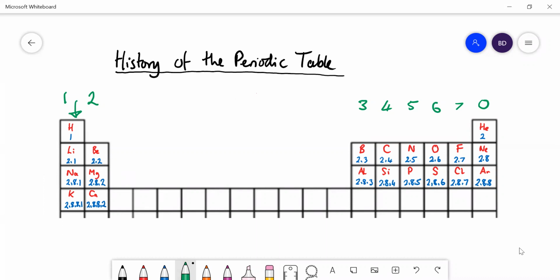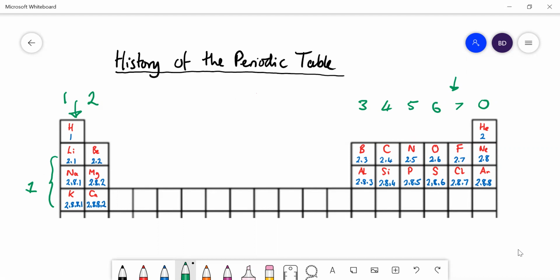Why do they have very similar chemical properties? Because they've all got one electron in their outer shell. Likewise with the halogens over here, they've all got 7 electrons in their outer shell, and that's why they've got the same number of electrons which control their outer shell, which controls their chemical properties.